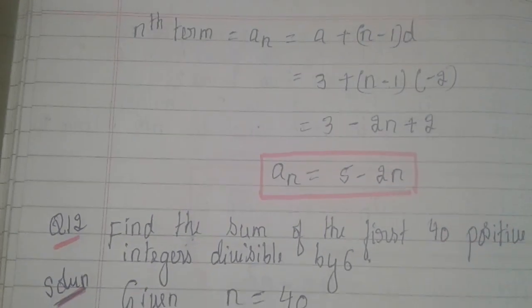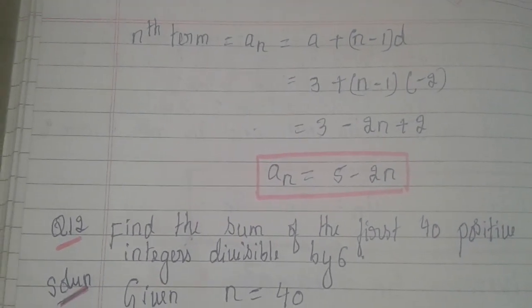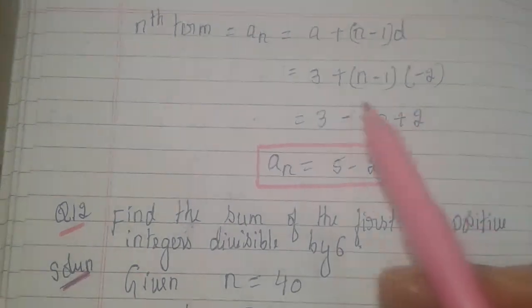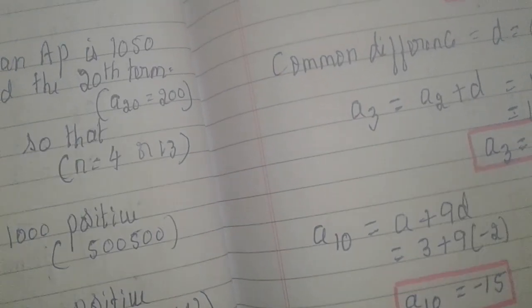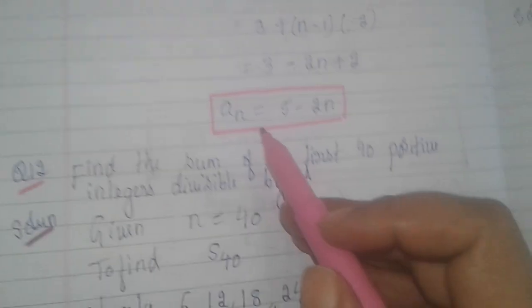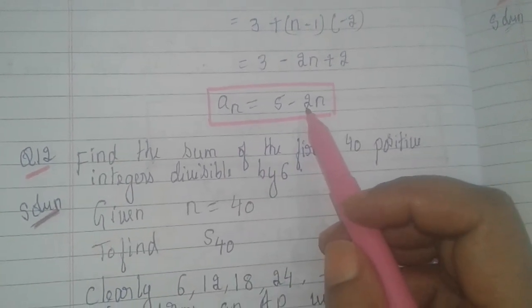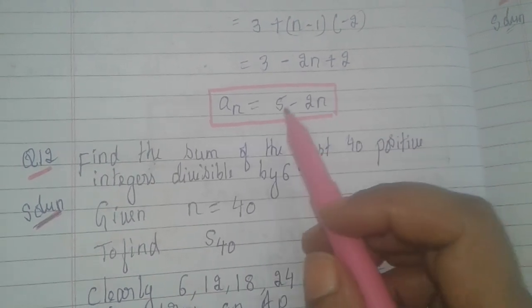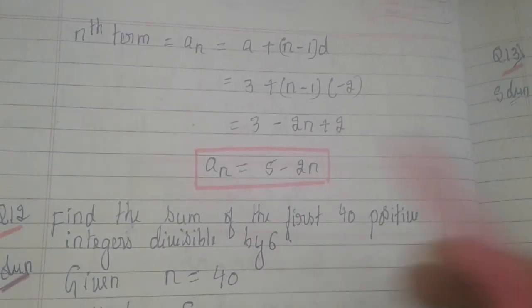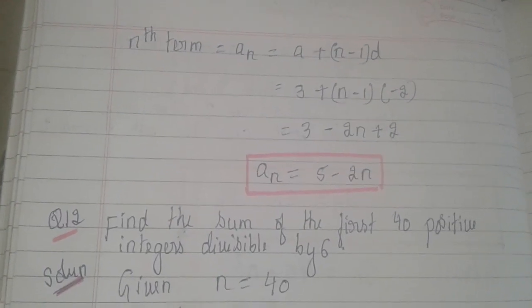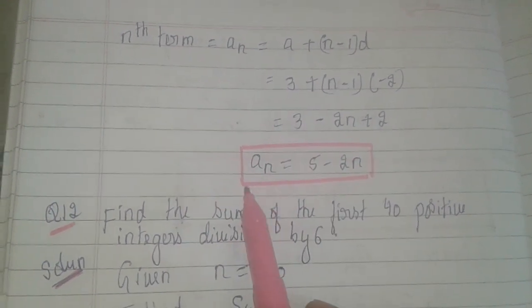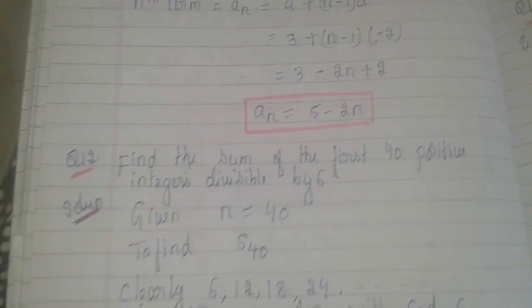Now with this you can check your previous answers, what you got. A10. So what did you get for A10? Just look at it. You got A10 as minus 15. So let me verify with this. A10, 5 minus 10 2s are 20. Minus 20 plus 5 is what? Minus 15. So you can see minus 15. So with this also you can verify A10 is minus 15. This is nothing but the nth term of this AP.